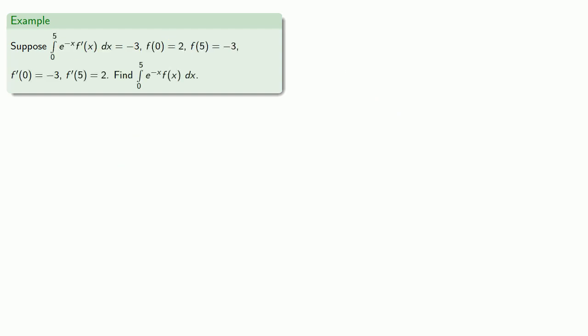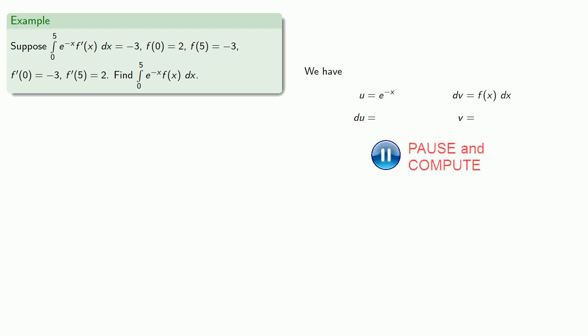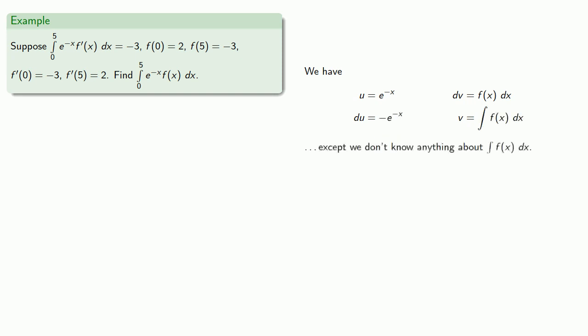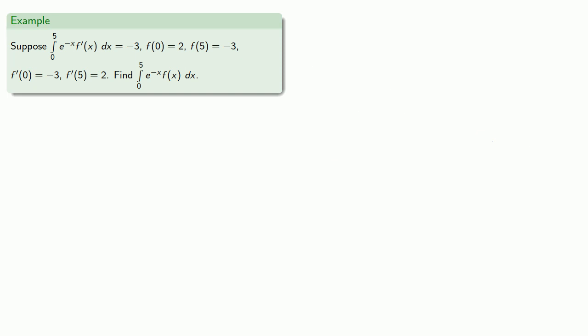So for a more complicated problem, suppose we have this information about the integral and certain values at the endpoints. So again, we need something to differentiate and something to anti-differentiate. So let's pick these, differentiating and anti-differentiating. And the problem here is we don't know anything about this antiderivative of f of x. So let's choose u and dv in the other way, and find the derivative and the antiderivative.